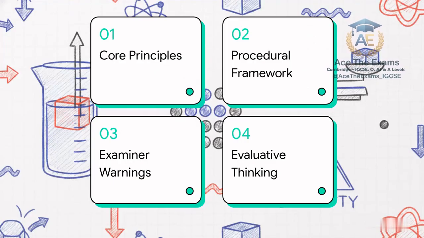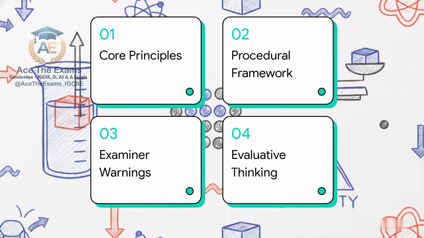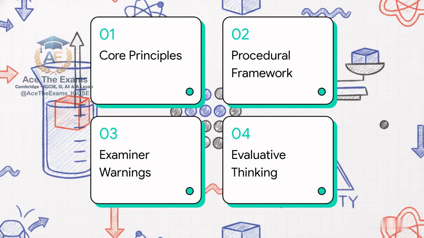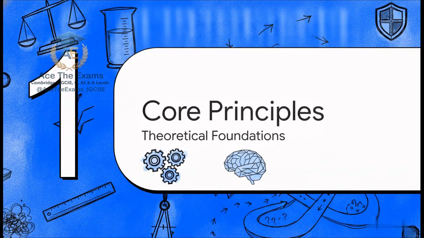To secure these marks and completely change how you approach this paper, our explainer today is broken down into this precise 4-part playbook: core principles, the procedural framework, top examiner warnings, and mastering evaluative thinking. Let's move right into Section 1, the core principles of density.